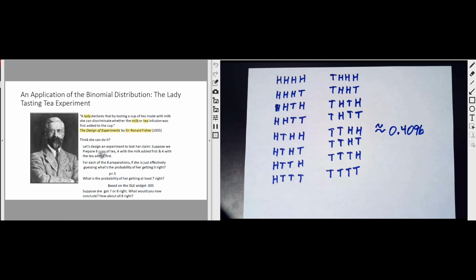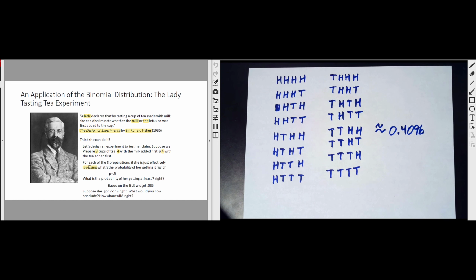So let's prepare 8 cups of tea. 4 of these will have milk added first, and 4 will have tea added first. Now, we're not going to tell her, obviously, the order in which the ingredients were added for each of these cups. We're going to present her with these cups in some random order and will record whether she determined correctly or not.